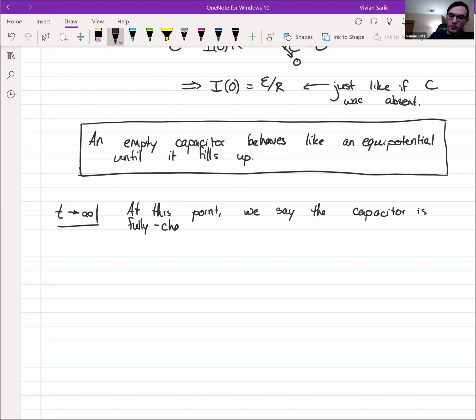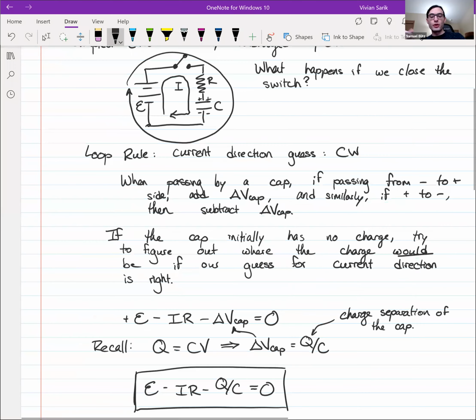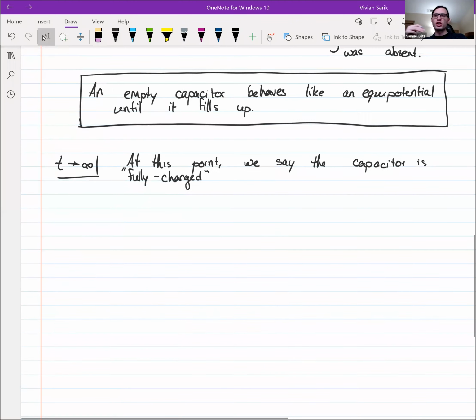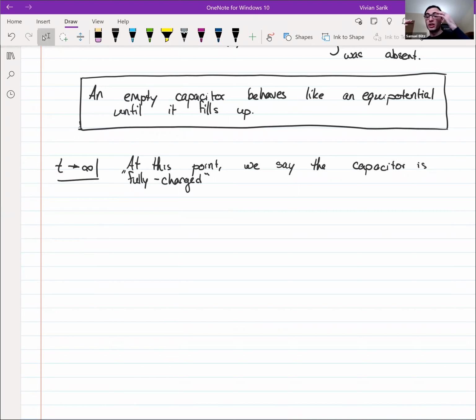So in particular, the amount a capacitor can be fully charged actually depends on the circuit that it's in. If you increased the EMF, the capacitor can fully charge to a higher potential, to a higher total amount of charge, because the EMF has more energy to push charges onto the plates. So fully charged is relative to the circuit in particular. We will see what happens explicitly.